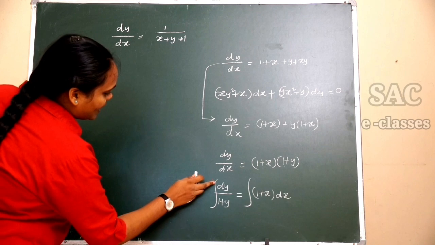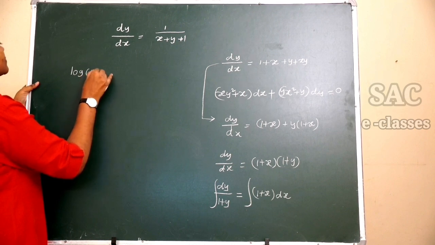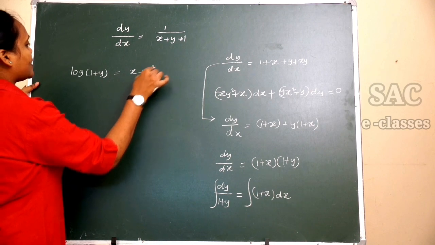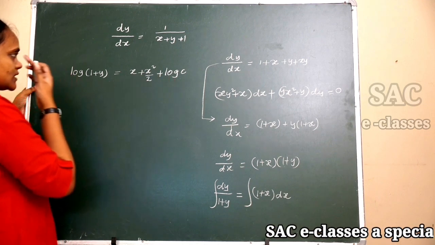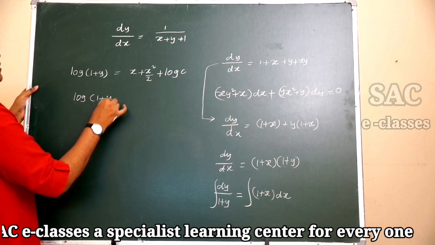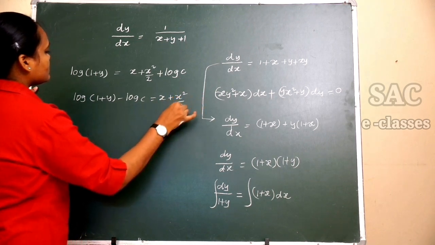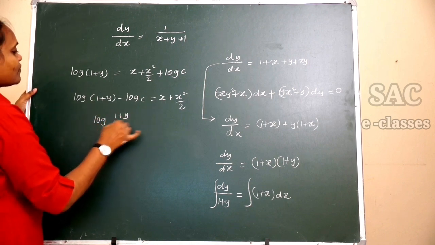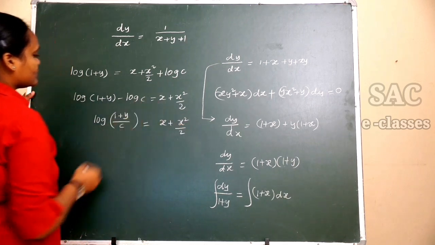Now after applying the integration on both sides, you can write that dy by 1 plus y integrates to log of 1 plus y, which is equal to x plus x square by 2. Let me write some constant log c, which is the constant of integration. Now make sure that log terms are on one side and x terms are on the other side. You know that log a minus log b is log a by b. So log of (1 plus y) by c is equal to x plus x square by 2.